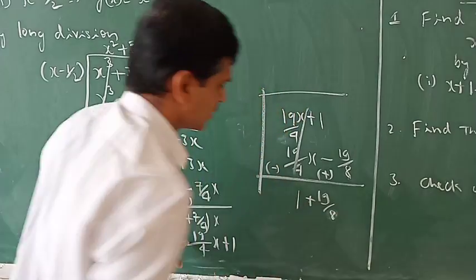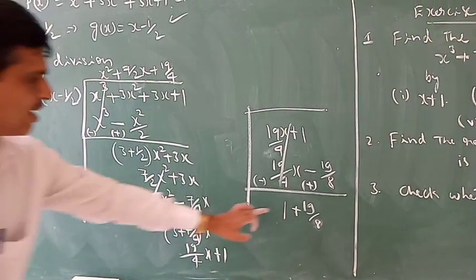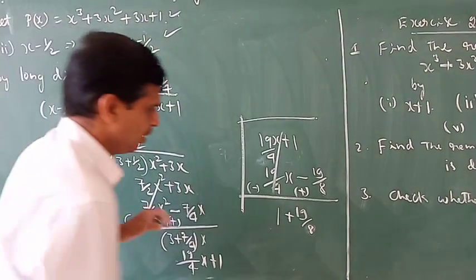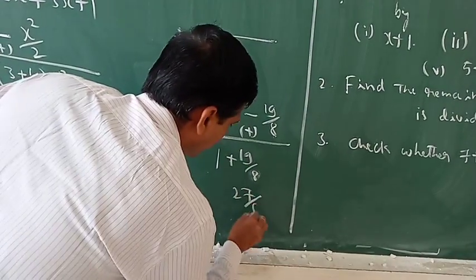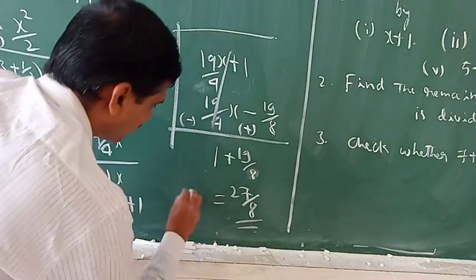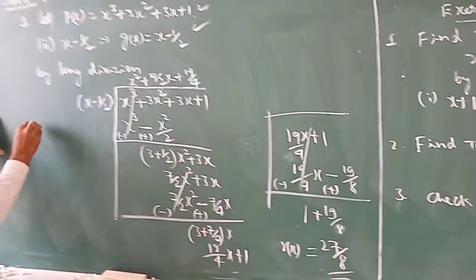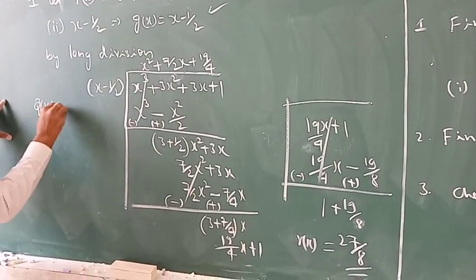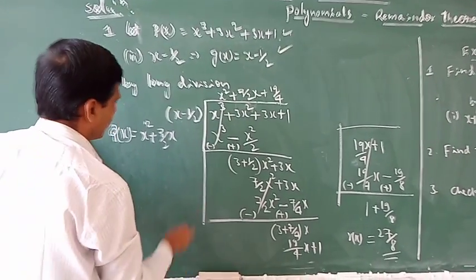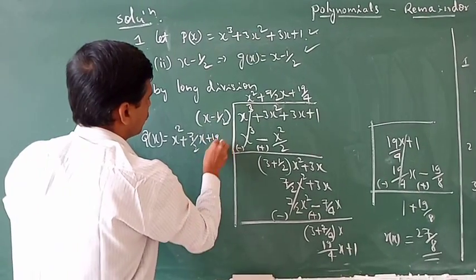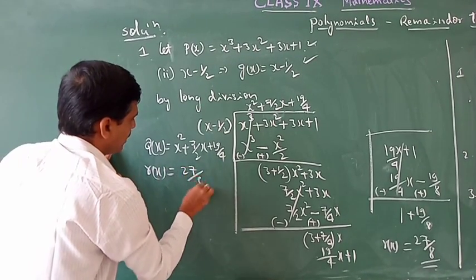1 plus 19 by 8. It means there are no other variables, which means it is less than the divisor. So the remainder, when you simplify it, becomes 27 by 8. So your last remainder, r of x, is equal to this much. Through this expression, consider that q of x is equal to x square plus 7 by 2 x plus 19 by 4, and the remainder r of x is equal to 27 by 8.